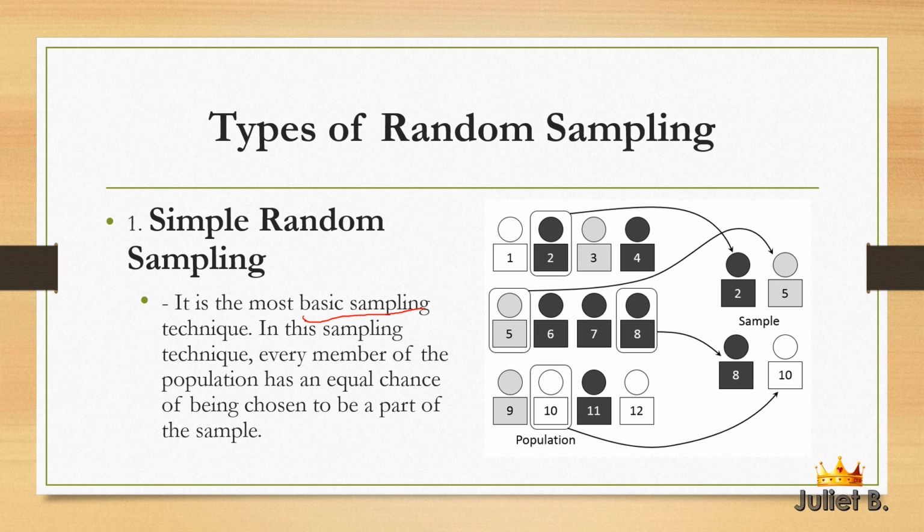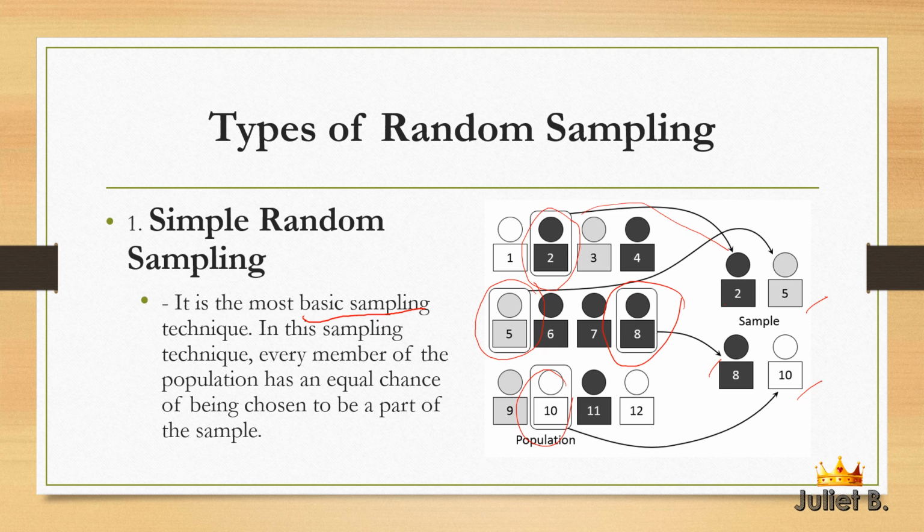From there, bubunot ako. So lahat kayo, dahil 12 kayo, meron kayong chance na 1/12 or equal chances na pwede kayong mabunot. So for example, ang nabunot ko, si 2. So isa na siya sa magiging sample ko. Next kong nabunot ay 5. So isa na siya sa sample ko. And then 8, isa na ulit siya sa sample. And 10, isa na ulit siya sa sample.